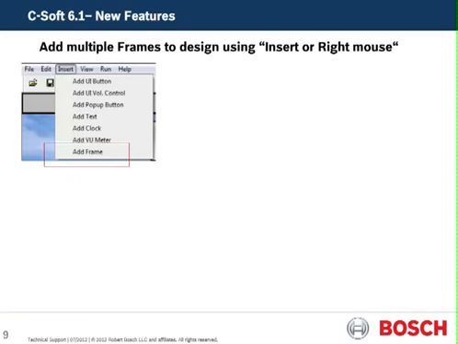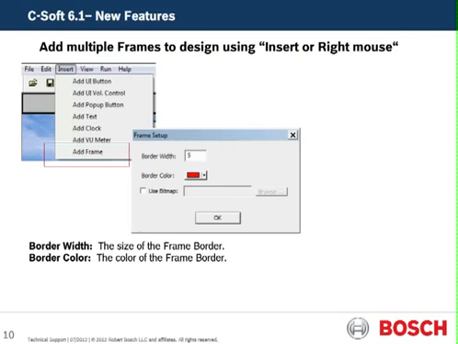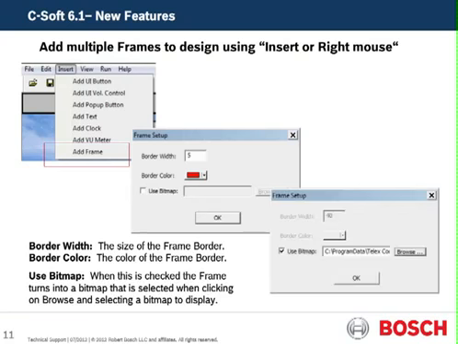In CSOF Designer, frames may be added by either right-clicking on the design field or from the Insert Add Frame tab. A frame box has now been added to the CSOF design. Right-clicking on that frame box will provide you the frame setup window. From there, border width or border color can be modified. Frames also support bitmaps. To use a bitmap, check Use Bitmap, click Browse, find the appropriate bitmap file, click OK.